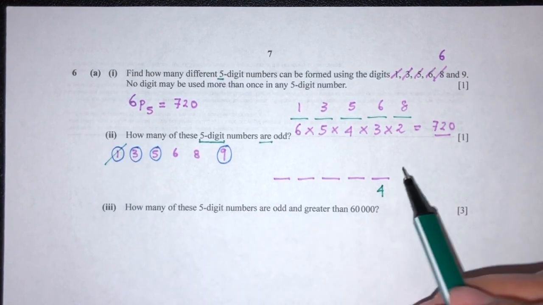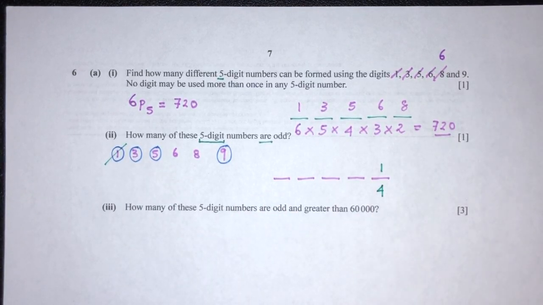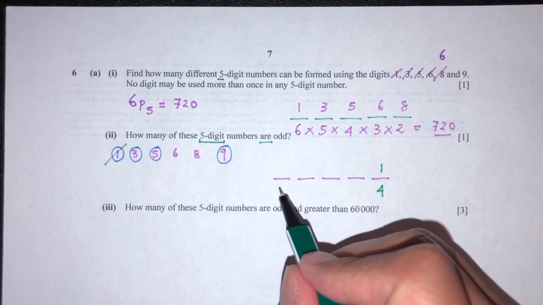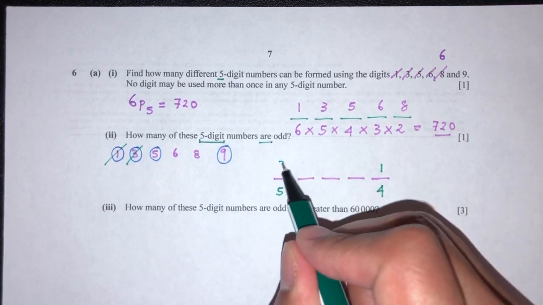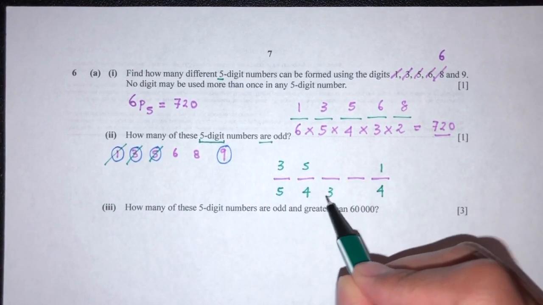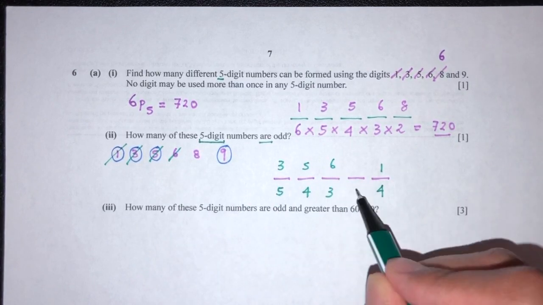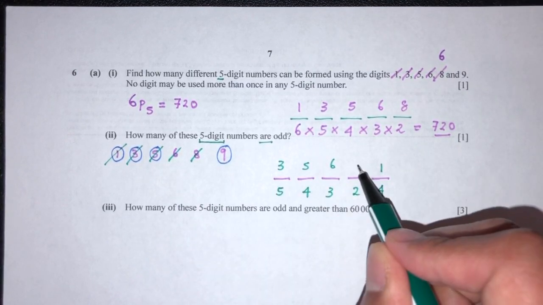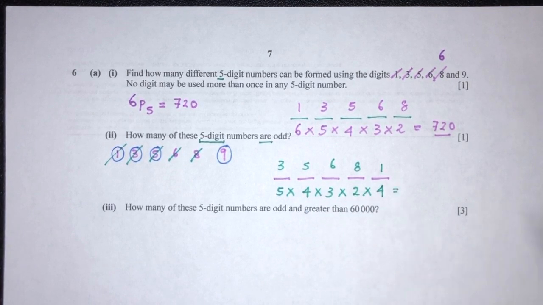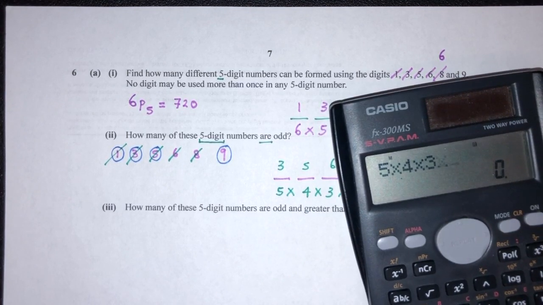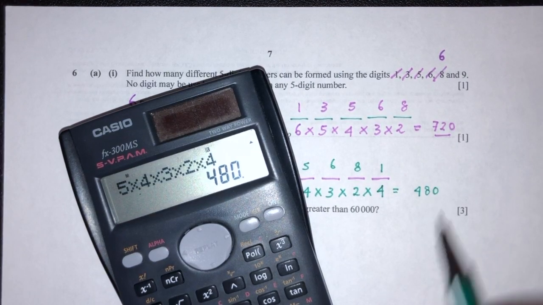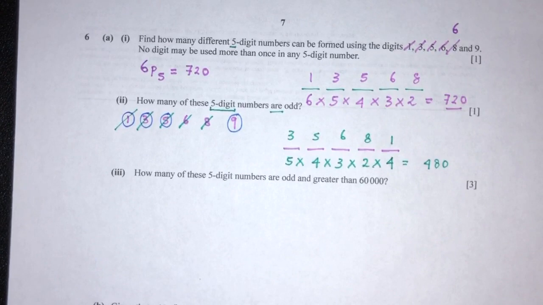Let's say we choose 1. Now once this is fixed, we can forget about it. Now for the first one, we can choose anything. We will have the remaining 5 options. Let's say we choose 3. Remaining 4 options. Let's say we choose 5. Remaining 3 options. Let's say we choose 6. Remaining 2 options. Let's say we choose 8. That'll be 5 times 4 times 3 times 2 times 4. That will be 480 as your answer. That will be part 2 of your question.